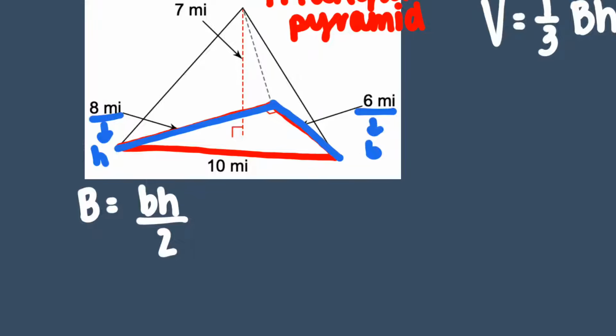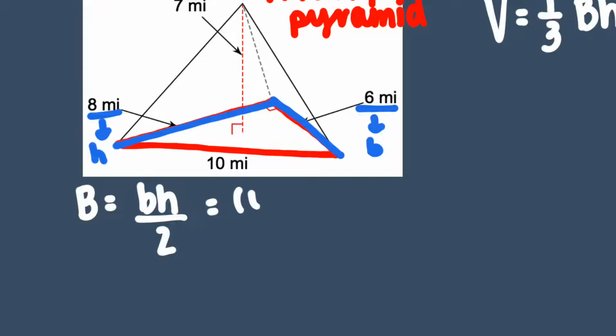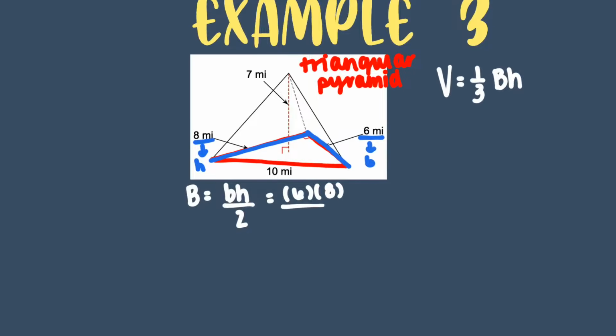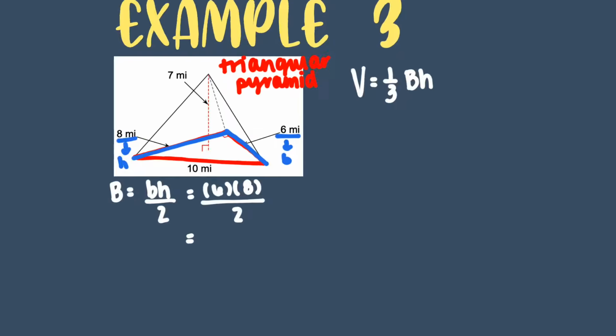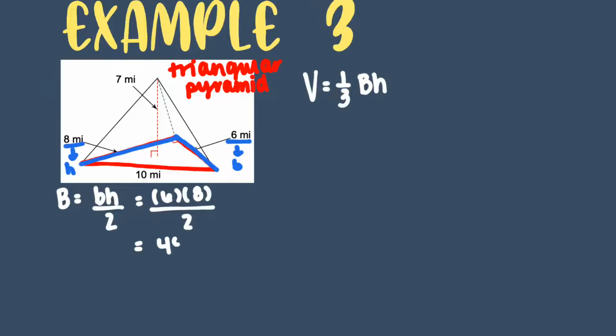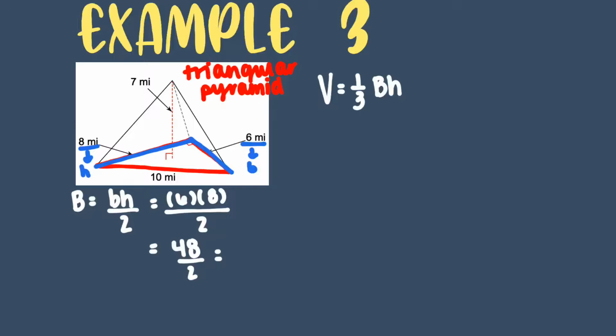So now going back to the formula, base times height, I take 6 times 8, and I divide it by 2. When I do 6 times 8, I end up with 48 divided by 2. And your last step to find that area of the base gives you 24. I look again at my triangle. I go from the very tip, perpendicular to the base, and I see that my height of the pyramid is 7. So I can now plug everything in.